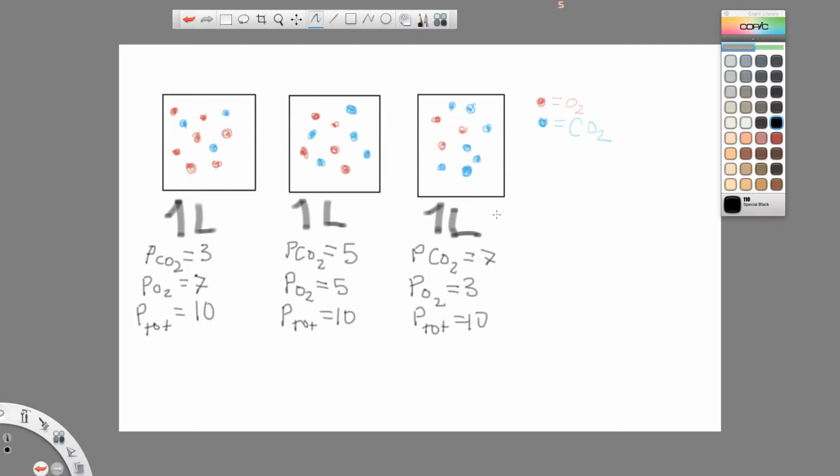So the volume is constant. The total pressure, which is how hard these gas molecules are pushing on the container, is constant. What isn't constant is the relative amounts of gas particles. So that's what partial pressure means.